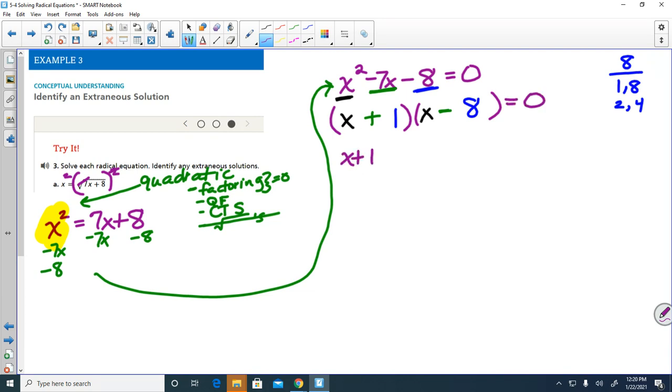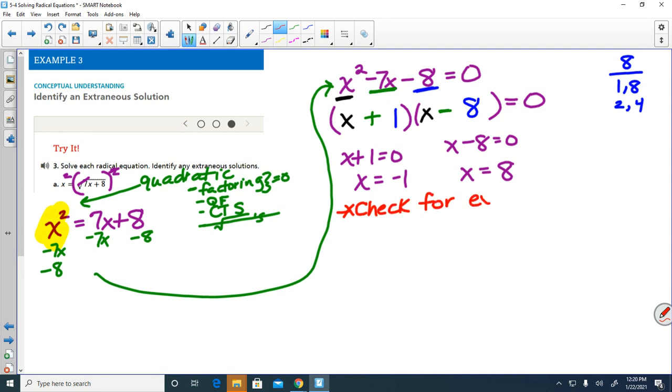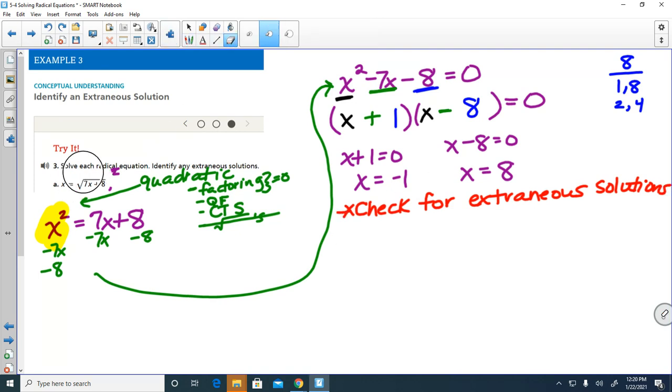Then set each factor equal to 0 because we can apply the 0 product property. So I get x equals negative 1 and x equals 8. So it looks like I have two solutions, but I still need to check for extraneous solutions. So I do that by taking the original equation and substituting in negative 1, and then I'll substitute in 8.